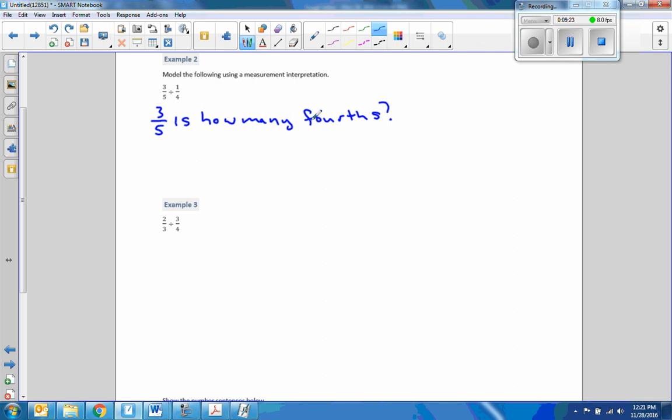Okay, 3/5 is how many fourths? Okay, so we're going to do a model. What we're dividing by is what our model is going to be comprised of. So we're dividing by 1/4. We're going to quarter this. Okay. But the problem with this is 3/5 divided by 1/4.